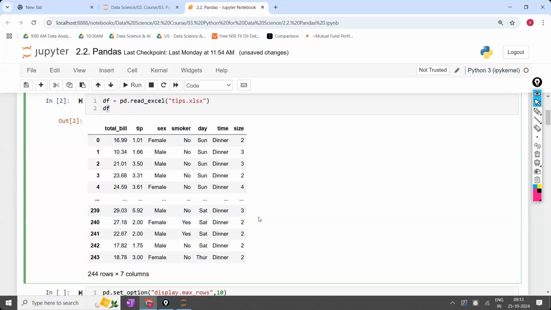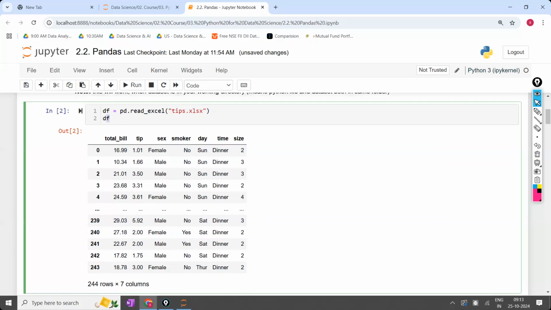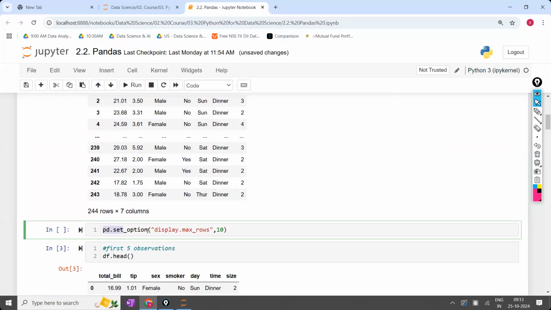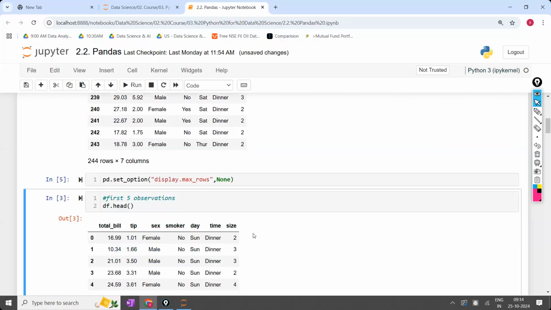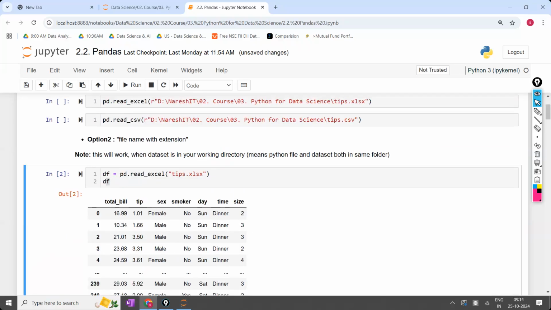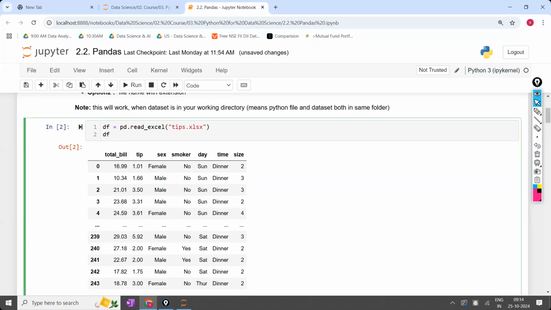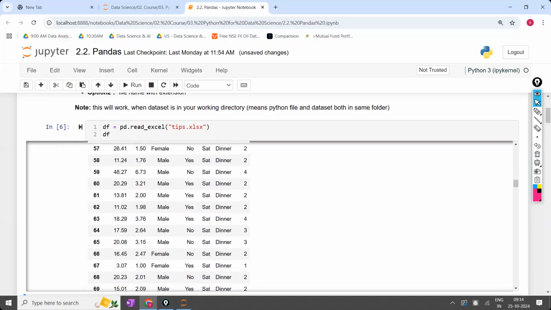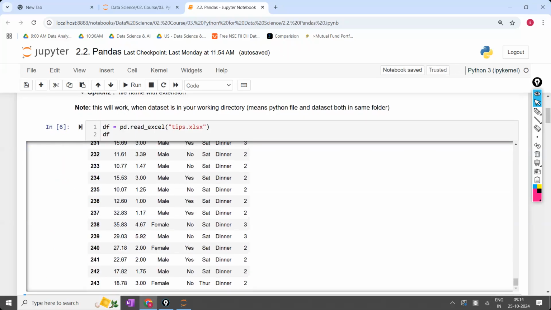Now, if you want to see every record, there is an option called pd.set_option, with display maximum rows equal to None. You have to write None here. If you write None, it is going to display all the rows. Now if I execute this one more time, you can see all the rows. Every row is visible, but there will be no use.